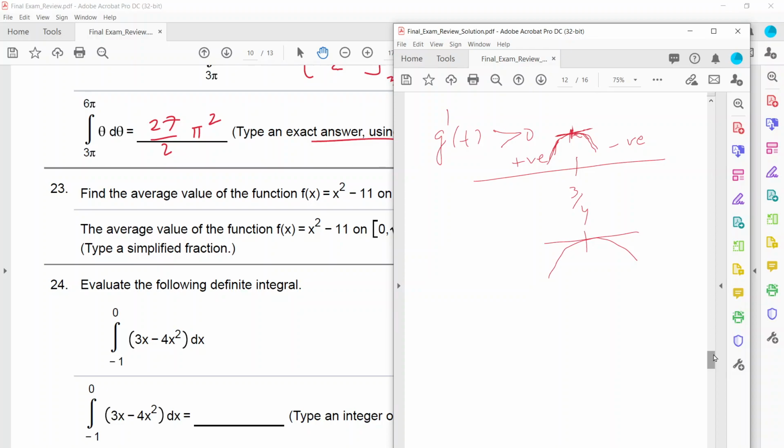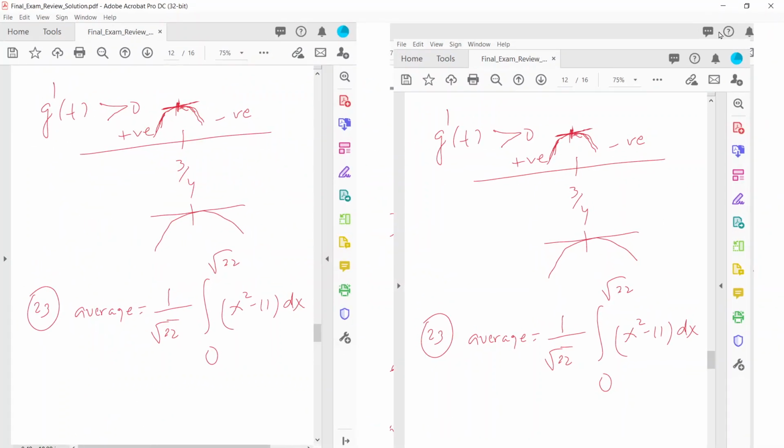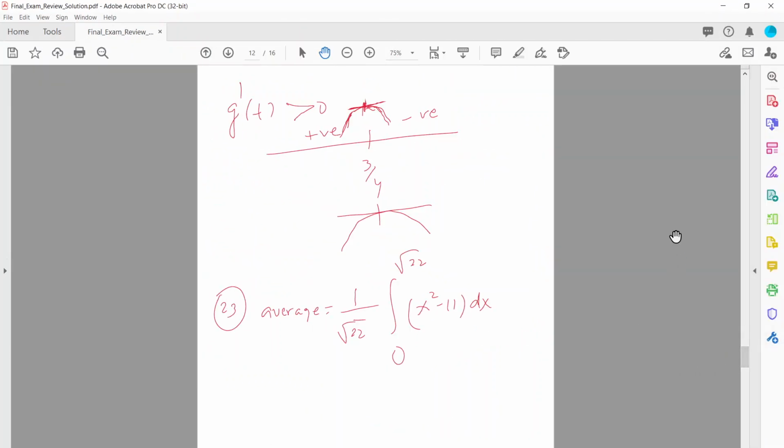For this one, this is problem 23. We need to find out the average value. Average value is 1 over b minus a. B is square root of 22. A is 0. Integration from 0 to square root of 22, x square minus 11 dx. That is what we need to find out for finding the average value.